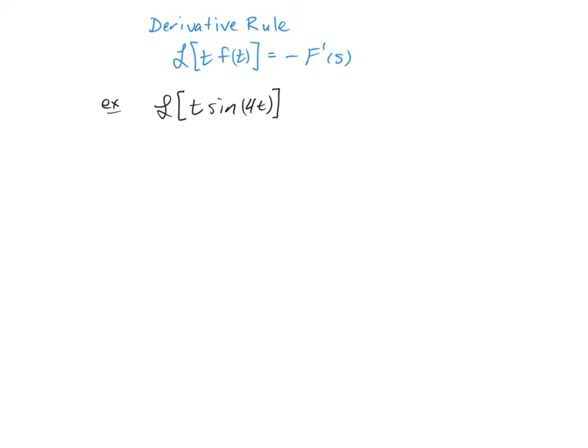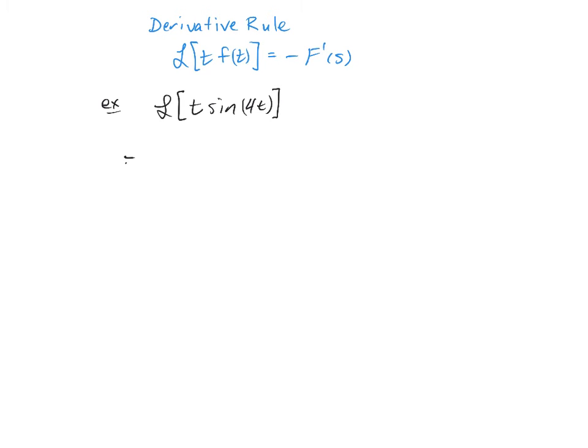For this problem, we're going to take the Laplace transform of t times a given function. And the idea here is we use the derivative rule, which is really just the opposite of the derivative of the Laplace transform. So for this problem here, we have to first identify the Laplace transform of the sine of 4t, and then take its derivative, and then take the opposite of that.